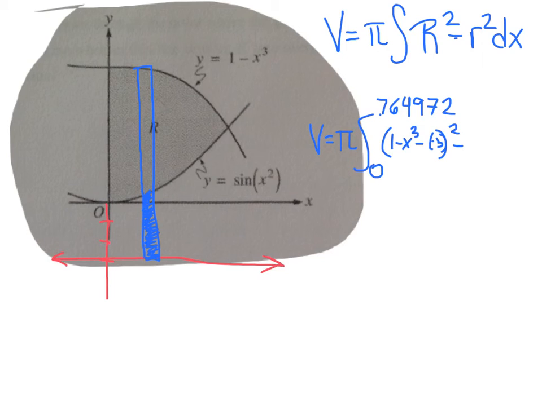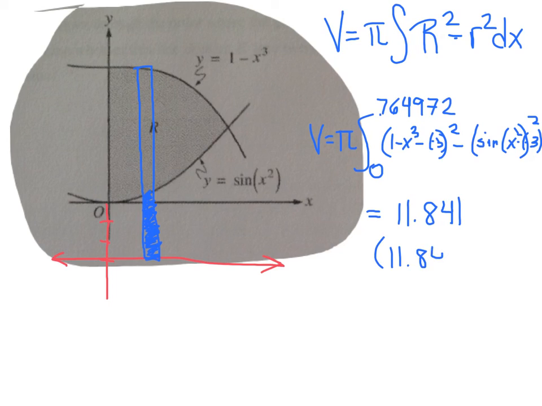And we're going to subtract the smaller radius, the part that's being taken out, this section right here, which is sine of x squared, and then we minus the -3. Sorry about that, folks. Now be very careful when you're putting this into your calculator. The correct answer is either 11.841, or if you truncated, 11.840.